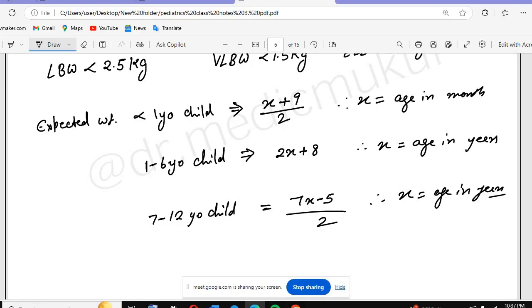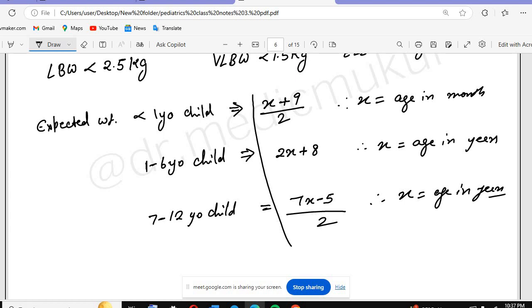For less than 1 year old child, the expected weight is (x plus 9) by 2. For 1 to 6 years, it is (2x plus 8). For 7 to 12 years, it is (7x minus 5) by 2. So now you have to revise that continuously. You have to remember that if it is less than 1 year, it is (x plus 9) by 2; 1 to 6 years, 2x plus 8; and 7 to 12 year old child, (7x minus 5) by 2.